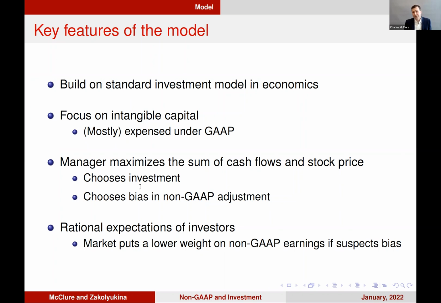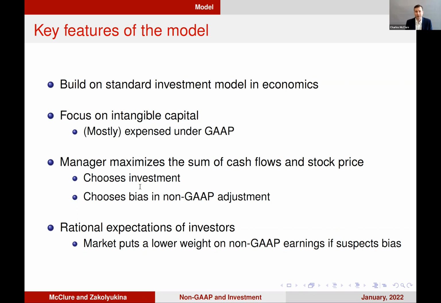So it's a really nebulous activity that firms engage in, but it's obviously quite important. So in this model, the manager is going to have two competing incentives. He's going to want to maximize the sum of discounted cash flows. That's going to be his fundamental incentive. And he's also going to care about stock price, which is going to be essentially the investor's guess of what that fundamental value is given the signals. And based on these two competing incentives, the manager is going to choose a level of investment and how much he wants to bias the non-GAAP adjustment.